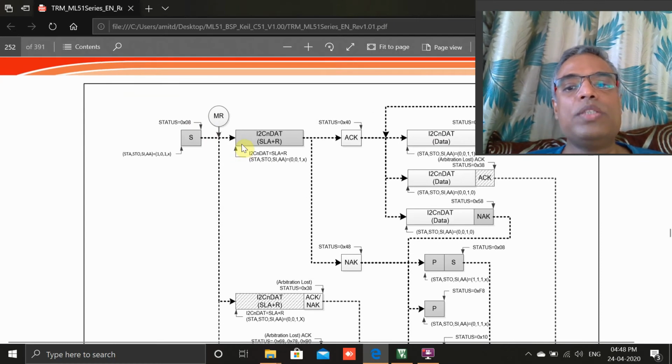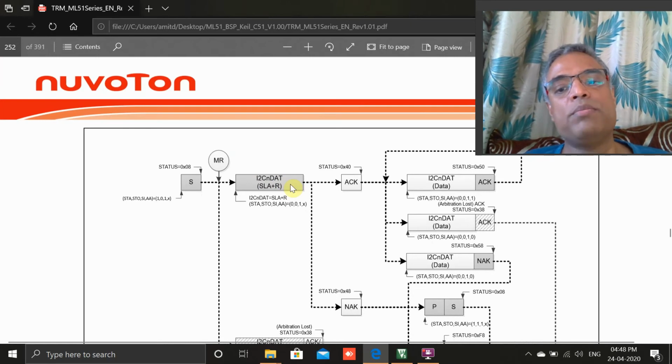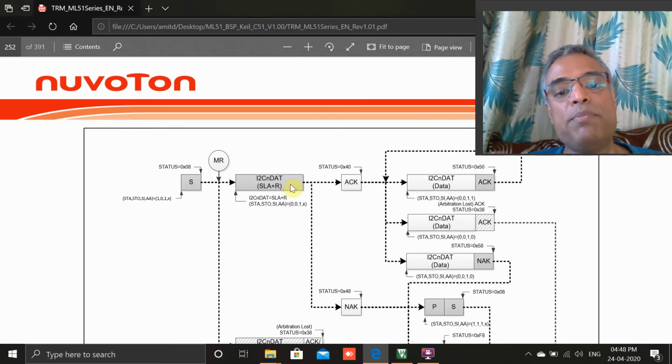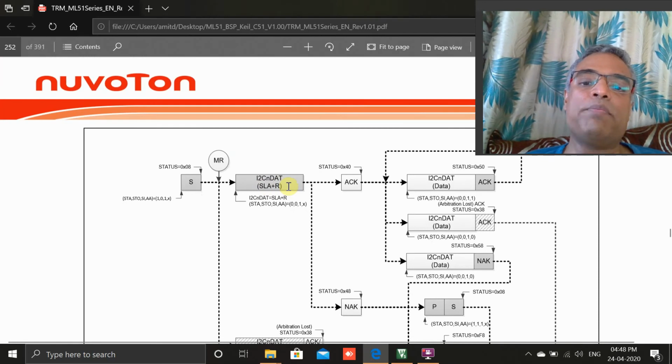Okay, so once we get 0x08, then we can write the SLA plus R, because now we want to read the data from the slave. We want to read the data from the EEPROM. Let's say we want to read the data. So now we put SLA plus R.